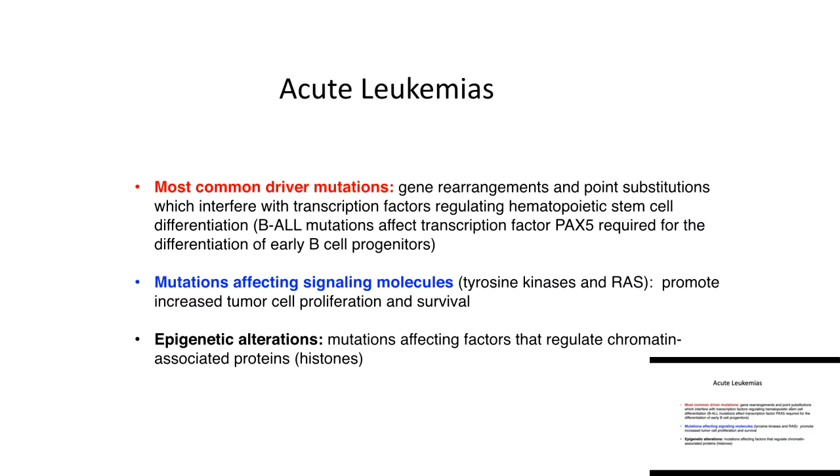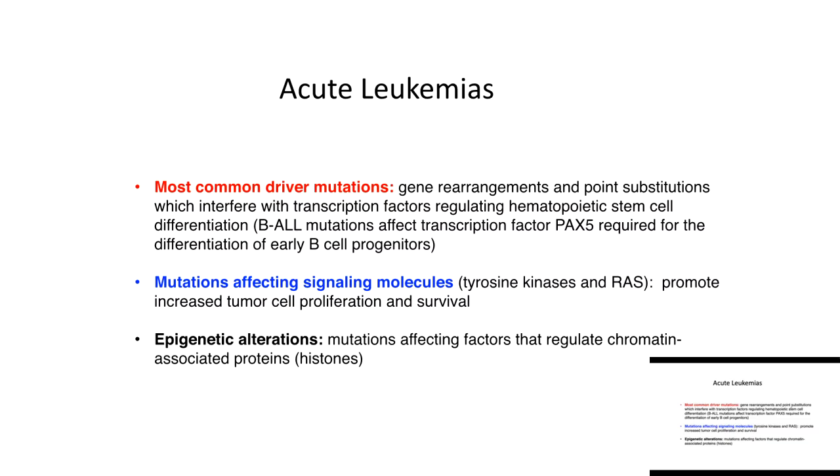This transcription factor is required for the differentiation of the early B cell progenitors. So what if there is a mutation that affects this transcription factor and it is not available? The B cell proliferation would stop at the early B cell and result in the most common form of acute lymphoblastic leukemia of the B cell lineage.